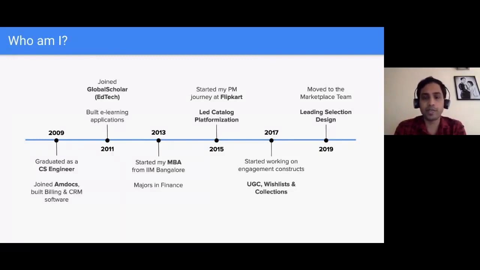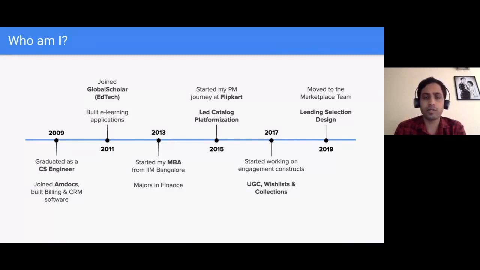So before we begin with the main content, right, a little bit of introduction of myself. I think Sankar would have already touched upon that. So I started off my career 10 years back as a software developer. I graduated as a computer science engineer, worked as a developer for 4 years, building both backend platforms as well as customer-facing products, internet products in the edtech space. Did my MBA from IIM Bangalore and then started my product management journey with Flipkart.